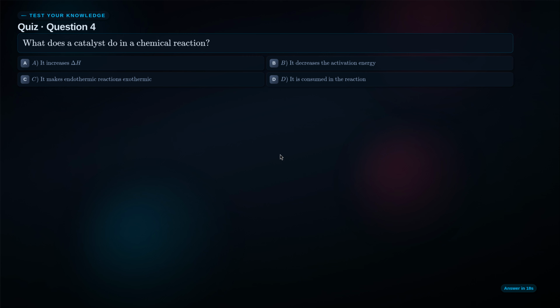The correct answer is B. A catalyst provides an alternative reaction pathway with a lower activation energy. This increases the reaction rate without being consumed. Catalysts do not change delta H or the thermodynamics.